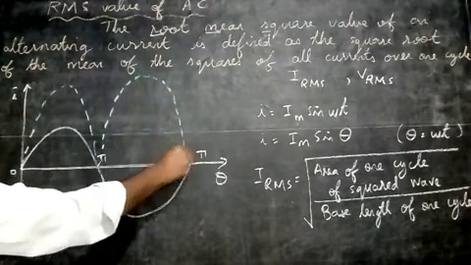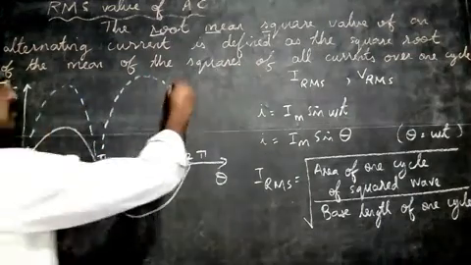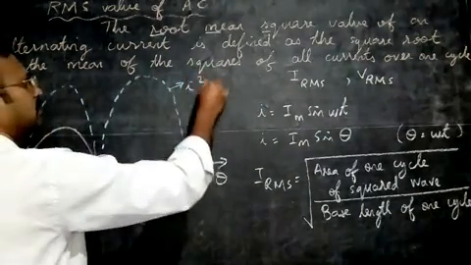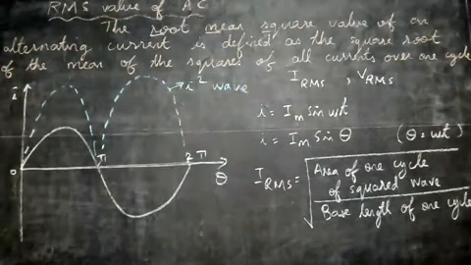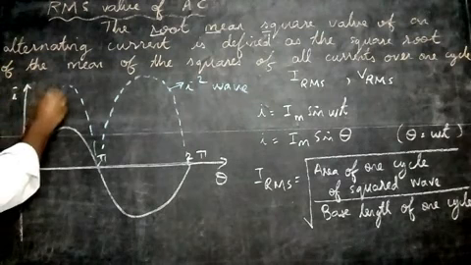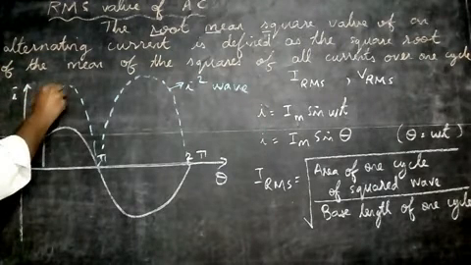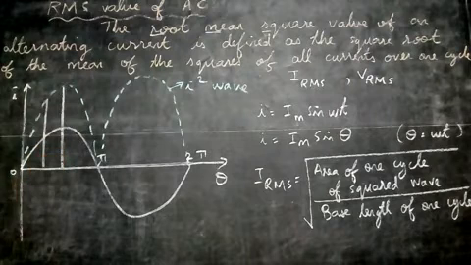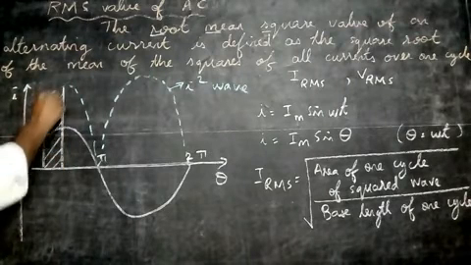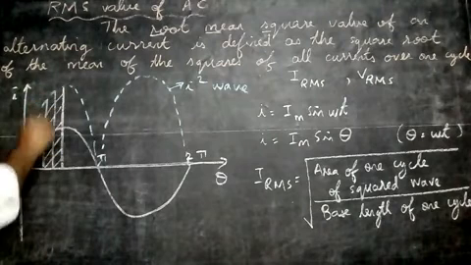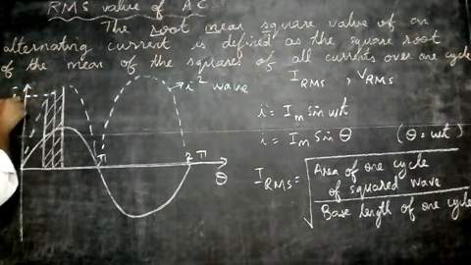So this dotted line is the squared wave. We say this will be the I square wave, so current squared. Now what we do is take a small element here. This is a small element here. We take the small element like this. Now this is the mid part of the small element, corresponding to that we take as I.